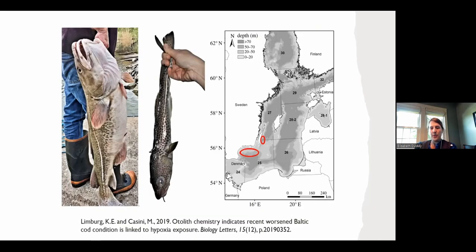This becomes more impactful, I think, when we take a look at some of the fish themselves. So this fish on the left here comes from a more oxygenated habitat, whereas the so-called necktie cod in the center here comes from a deoxygenated environment. This study that's cited down here at the bottom used otolith microchemistry to confirm a linkage between this worsening condition seen here and exposure to hypoxic waters in the Baltic.